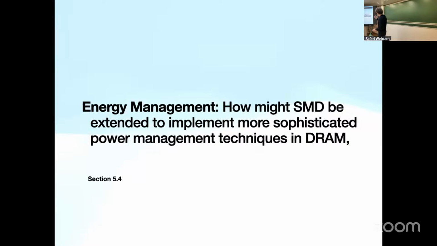Now, another thing that SMD managed to improve upon is energy management. And here I wanted to ask what SMD could potentially add or implement that would allow for better use of energy or just less use of energy.